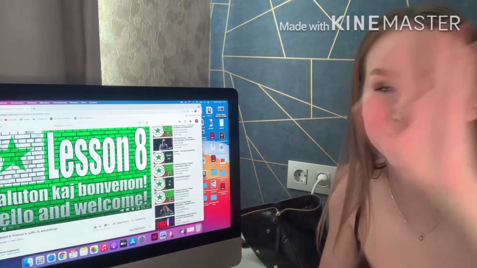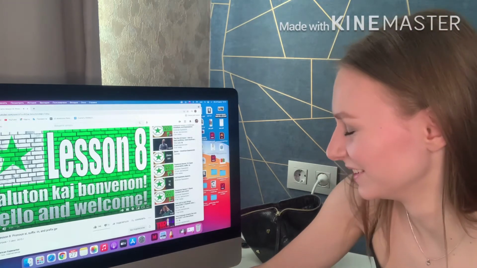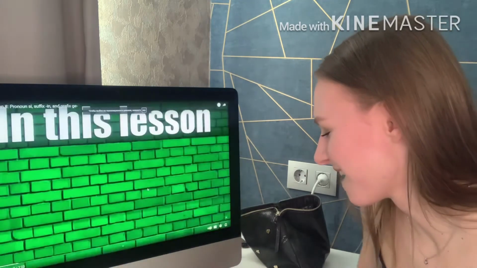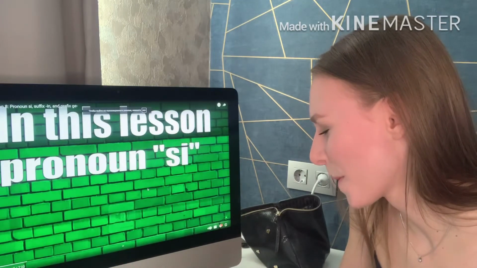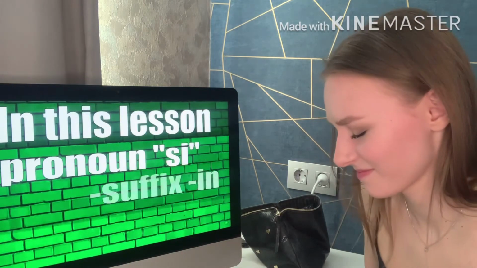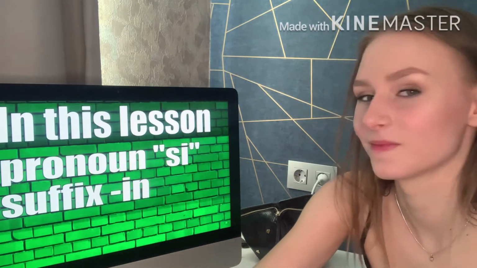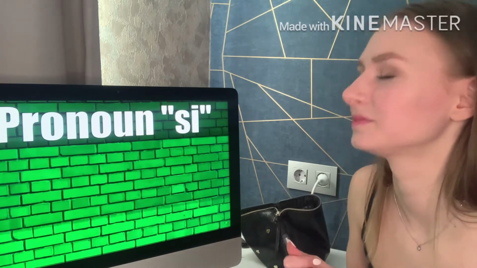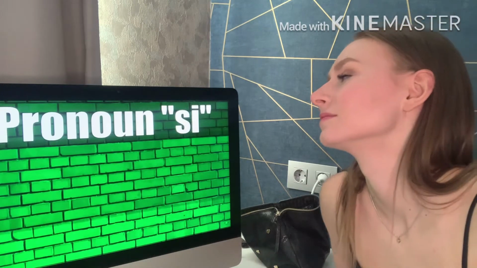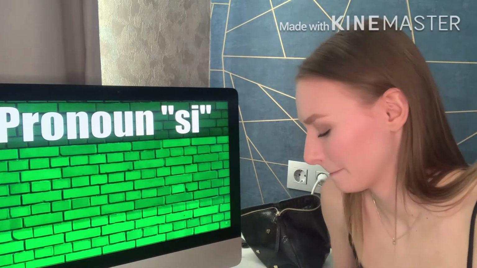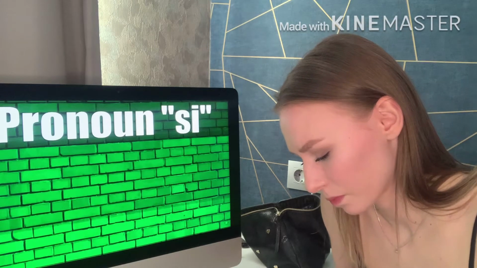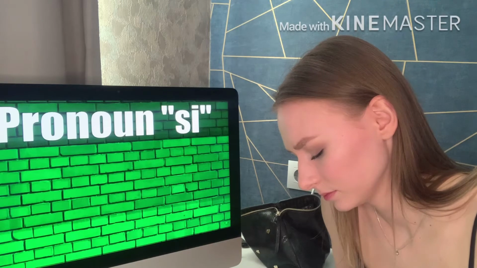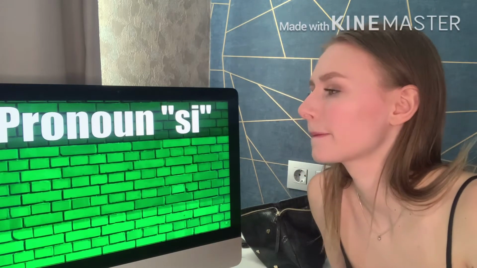So let's start. This is lesson 8. In this lesson, you're going to learn about the pronoun si. You'll also learn about the suffix in, and you're also going to learn about the prefix ge. If you remember pronouns from the previous lessons, these are words like mi, vi, li, ŝi, ĝi, which translates to I, you, he, she, and it.